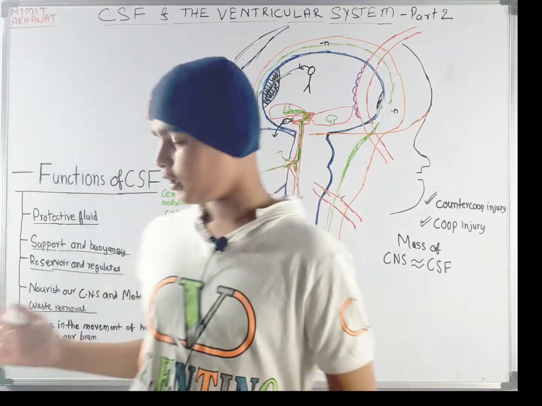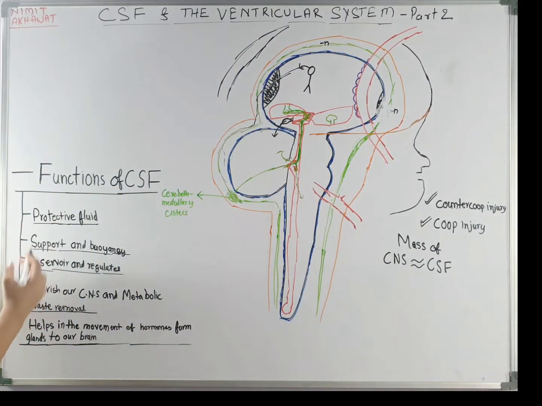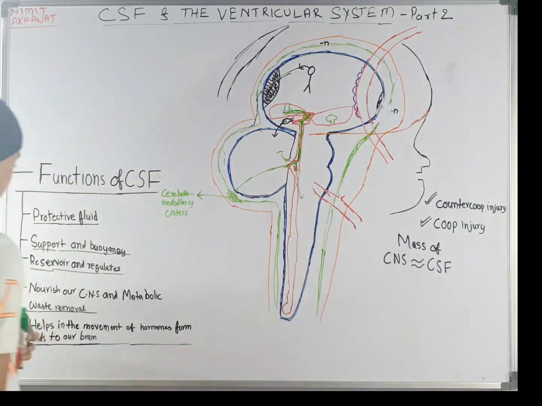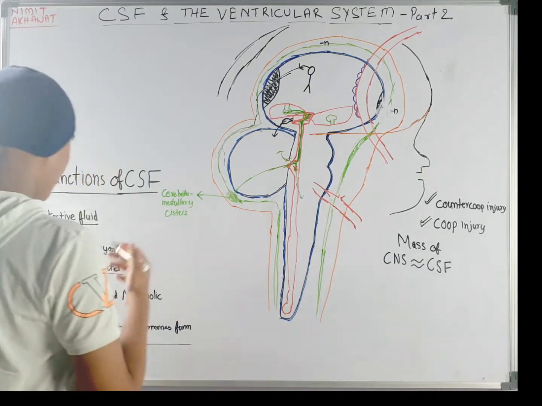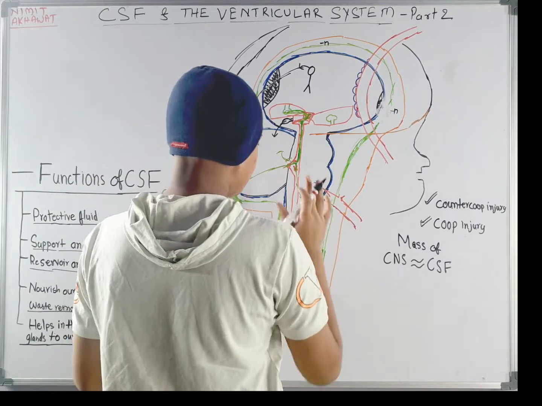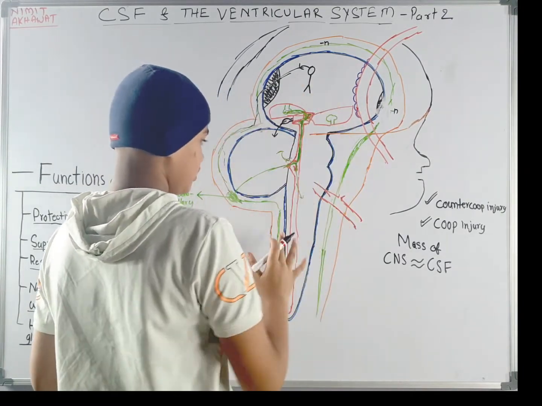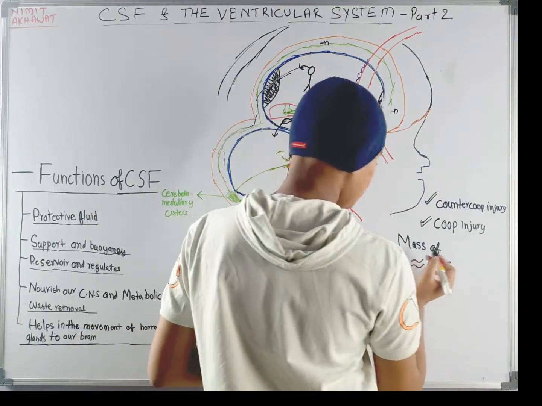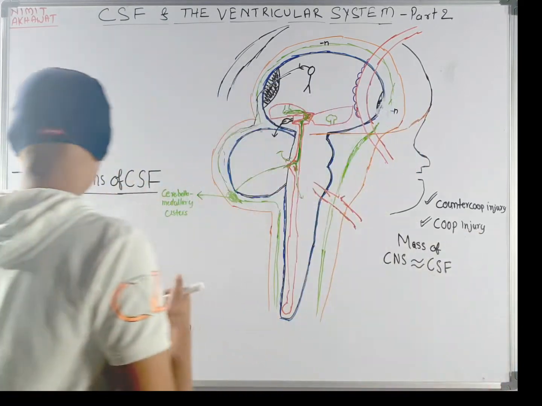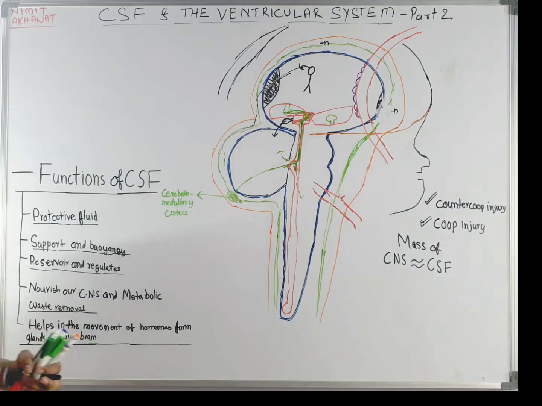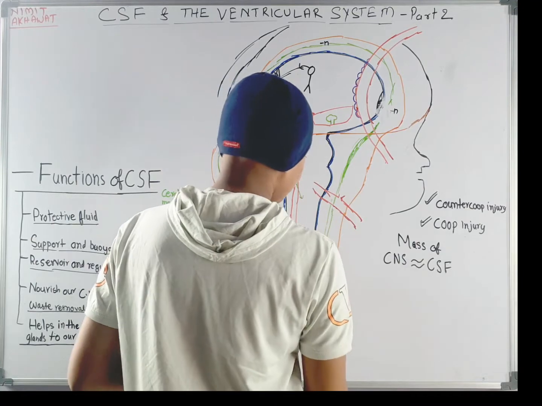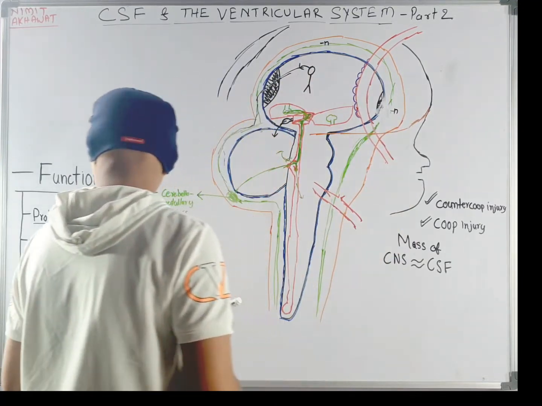Just to have a quick recap, CSF acts as a protective fluid. It protects and covers our central nervous system. It supports our central nervous system and provides buoyancy to our brain. Our central nervous system floats in CSF because the mass of the central nervous system is approximately equal to CSF. It acts as a reservoir and regulates the intracranial pressure. It regulates the pressure which is in the subarachnoid space formed due to the cerebrospinal fluid.